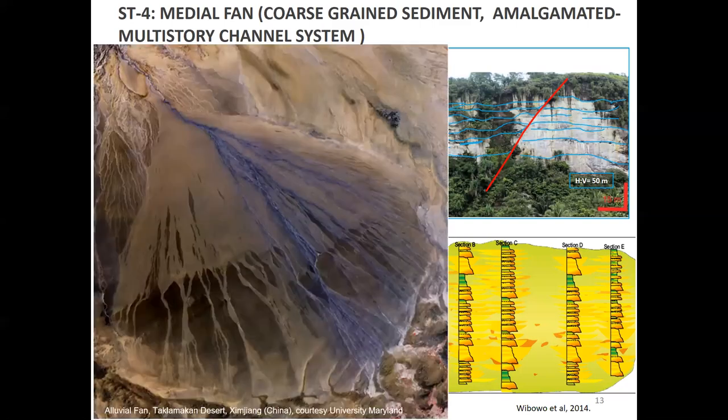This is an example of a modern alluvial fan, giving us a clue that this braided channel is associated with a subaerial alluvial fan, where we are now in the medial environment. It is still relatively close to the proximal, so we still find grain size of pebble to cobble, where multiple channels are developed very well in this environment.